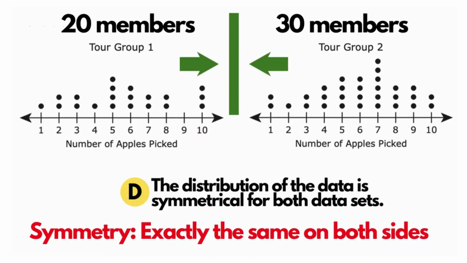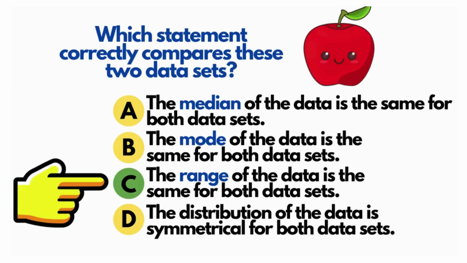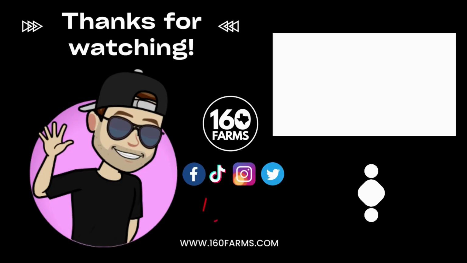And symmetry. We're looking for things that are symmetrical. D says, is this distribution of the data symmetrical for both data sets? So we're looking at symmetry. It's a mirror image, so it should look exactly the same on both sides. We're looking at that, and that obviously is not the case in this one. So which statement correctly compares these two data sets? Our correct answer is C. The range of the data is the same for both data sets.